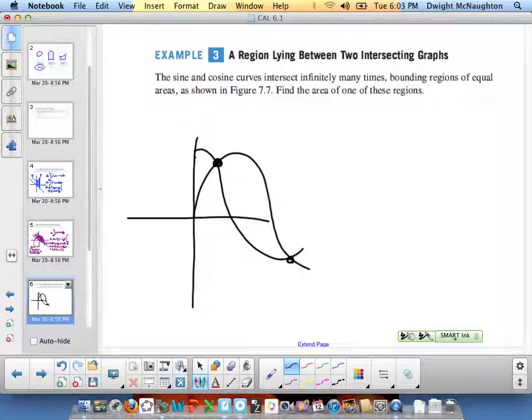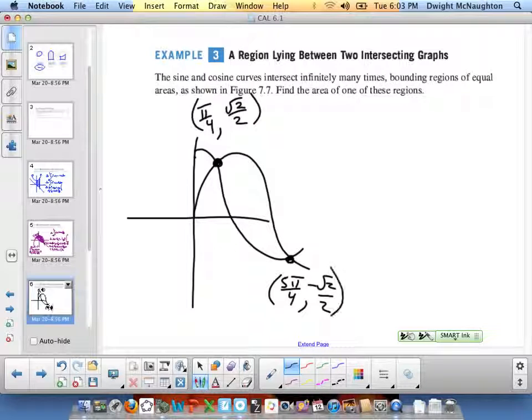And if you remember your common angles, you know that sine and cosine are the same when the angle is pi/4, and then that would give us the square root of 2/2. Right, same thing here. The next time they intersect is in the third quadrant, which would be 5pi/4. And then that would be negative square root of 2/2. We're going to set this one up and do it on the calculator.